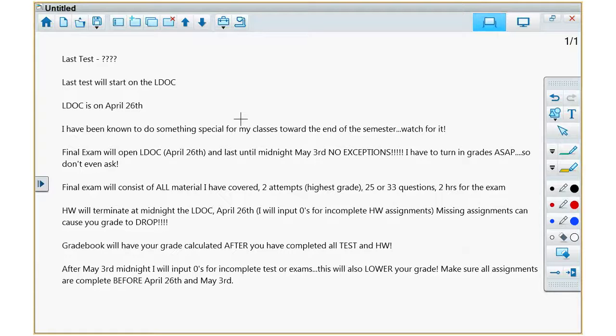Okay, make sure you write these dates down. Make a mental note, and don't ask stupid questions the last week of class. And please do not ask for extensions, especially on the 3rd, because I can't do that. Okay? So make sure you have your stuff squared away. Any questions?